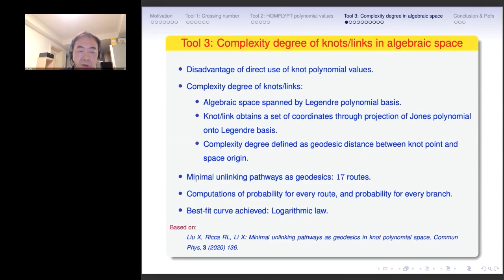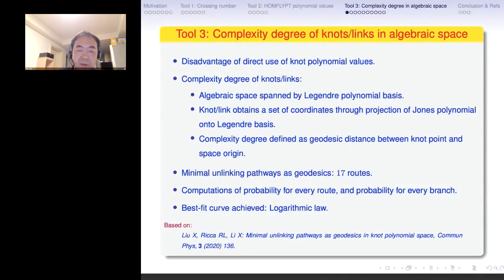We will find minimal unlinking pathways as geodesics. Geodesic here just means the shortest route, shortest pathway, just like what happens in general relativity. Then we can also compute the probability of occurrence for every route. Finally, we will find a best fit curve to mimic this. That will be a logarithmic law.